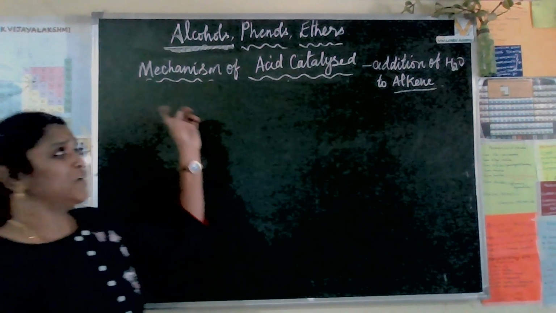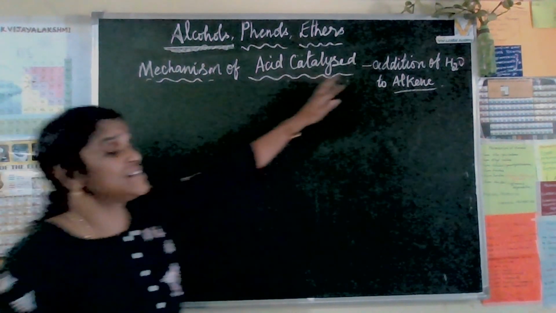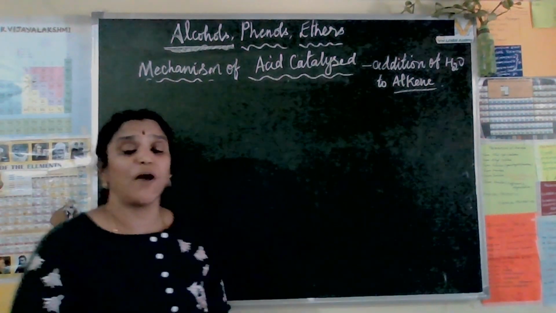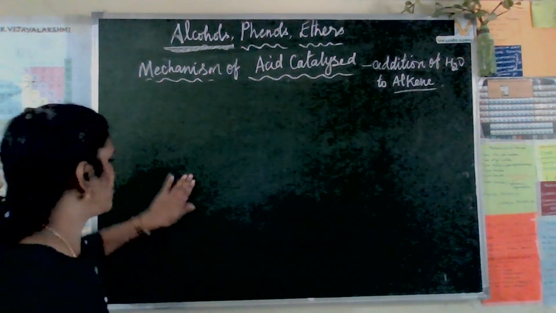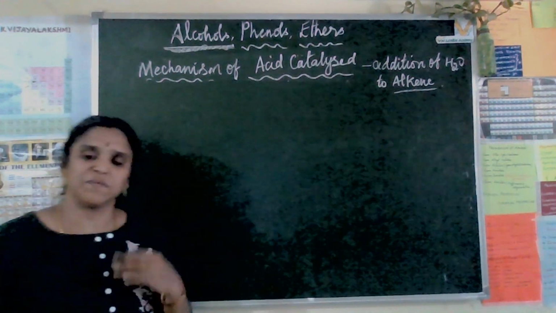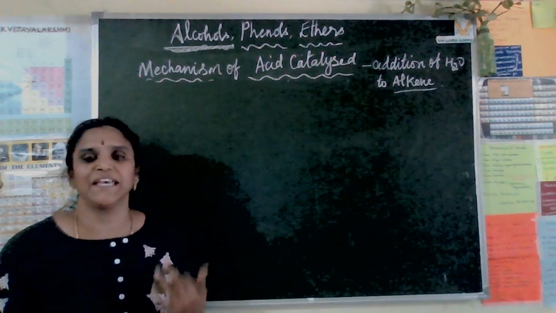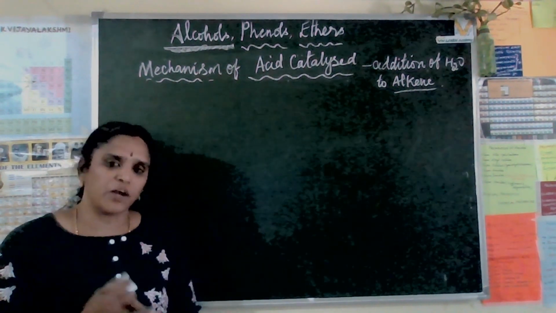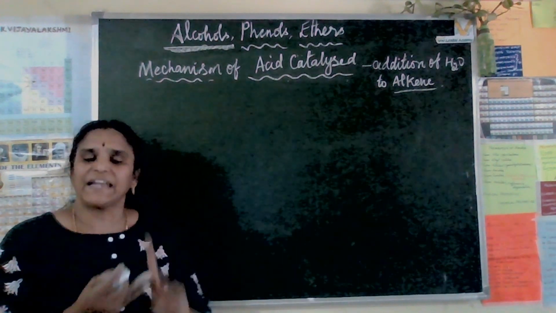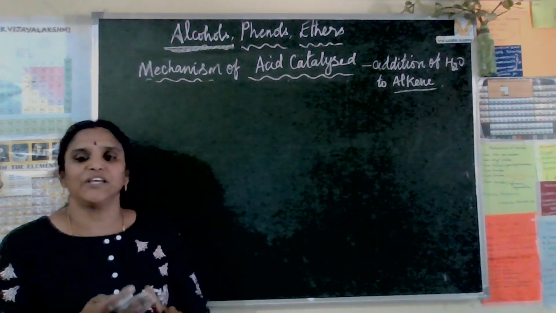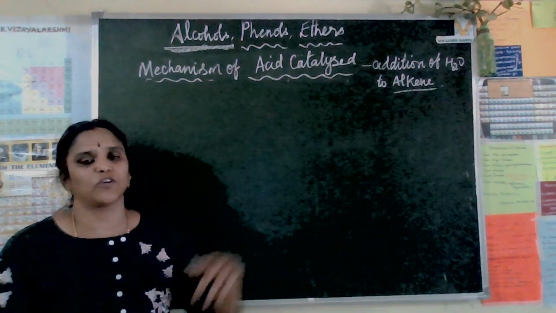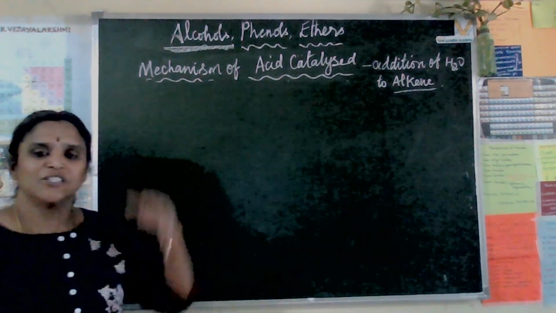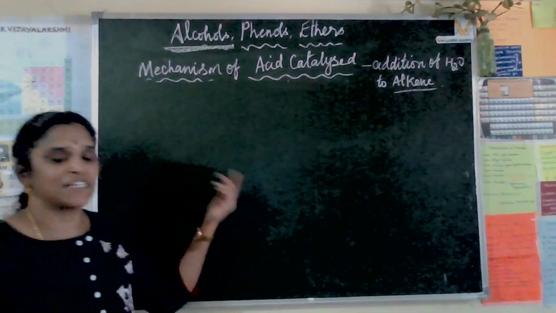Now let us go for the mechanism of acid catalyzed addition of water to alkene. Mechanisms means we have to follow some steps, and it will be easy for us to analyze it. What are the steps to be followed? Formation of carbocation, attack by the nucleophile, and removal of proton. Finally, you will get the product. So what are these three steps? Let us go for it.